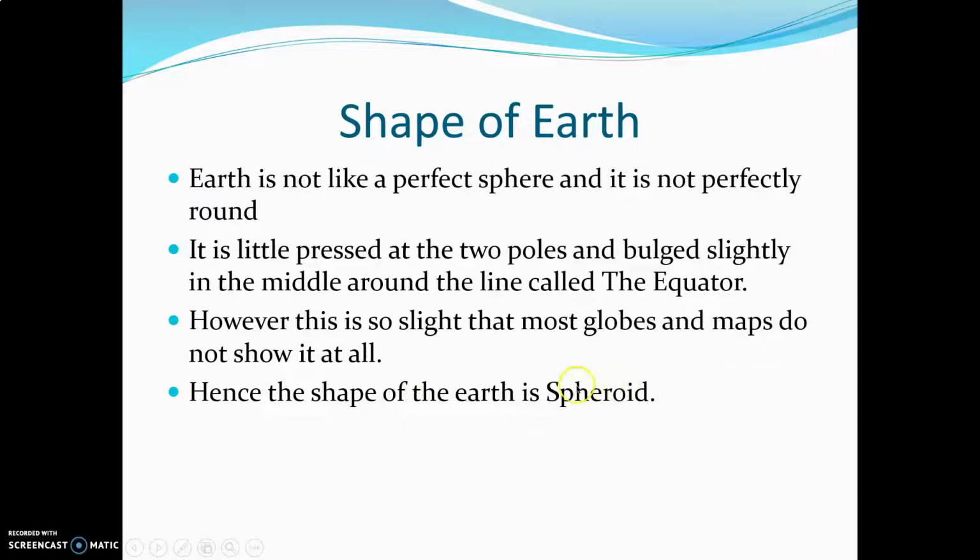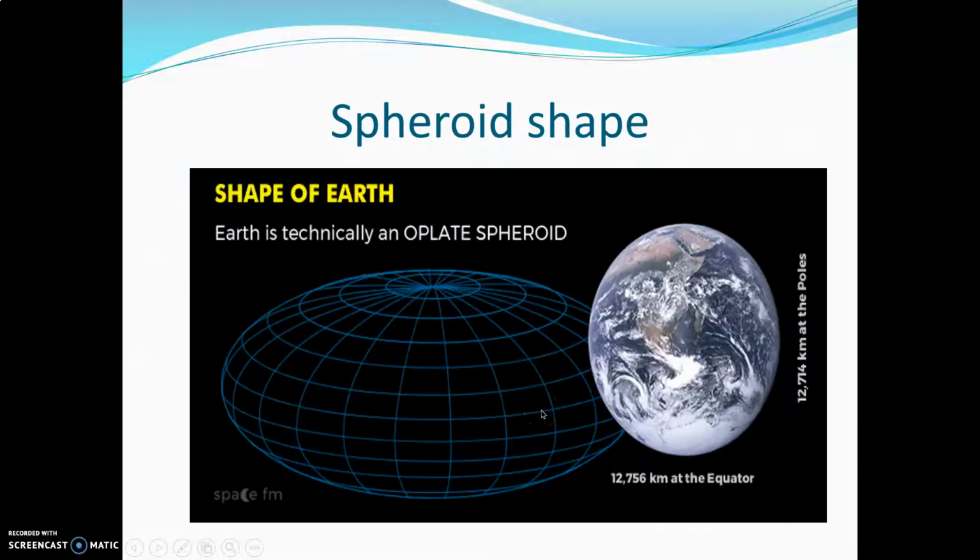In common words, we say the shape of the Earth is a sphere, but if you observe, the Earth is a little pressed at the two poles. In the previous video you learnt about the North Pole and South Pole. At the two poles it is pressed slightly and bulged in the middle around the line called the equator, and this is very slight. That's why most globes and maps do not show it at all. So hence the shape of the Earth is a spheroid.